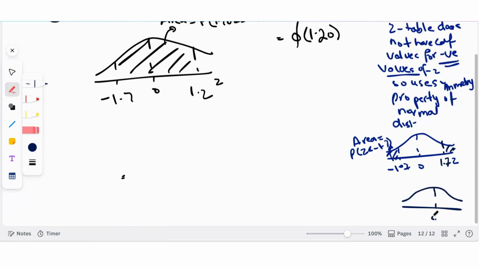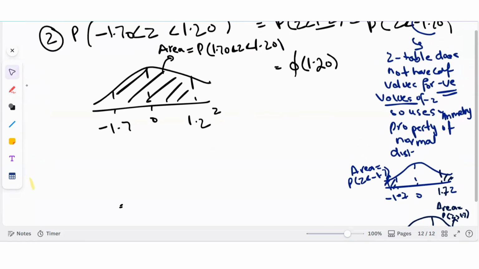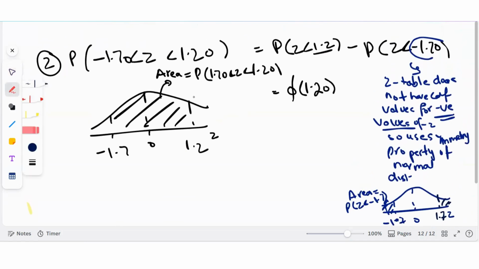So if I draw it here again, the area that we're interested in is essentially this, the probability Z greater than 1.7. So this is the area which is probability Z greater than 1.7, right? So by symmetry, I can write this as minus probability Z greater than 1.7. So this is phi 1.2 minus probability Z greater than 1.7.